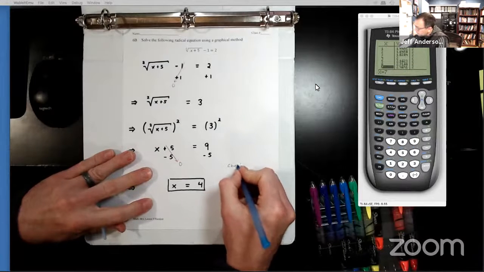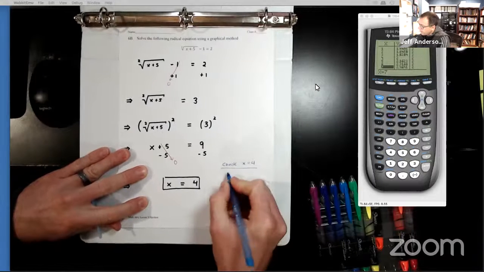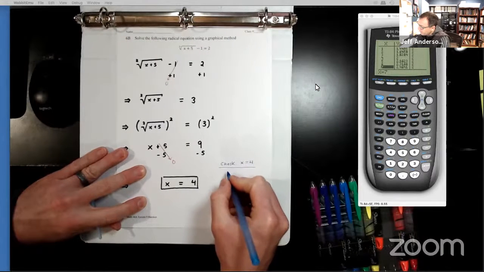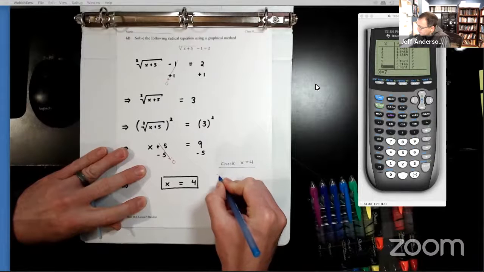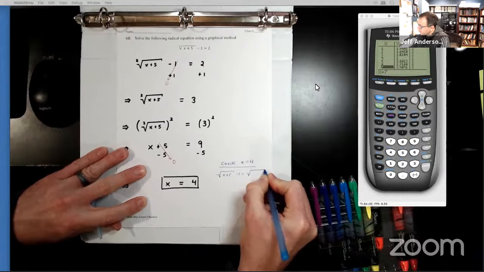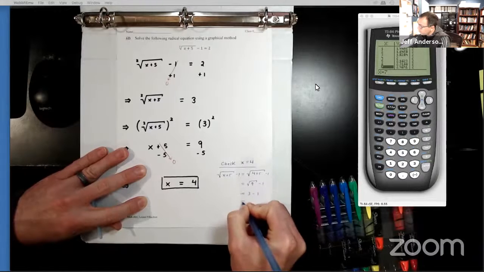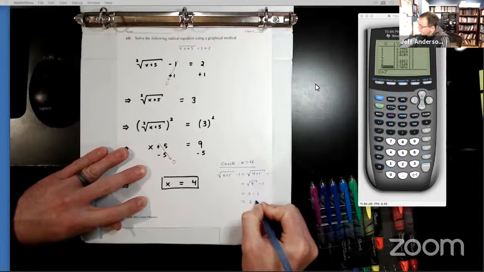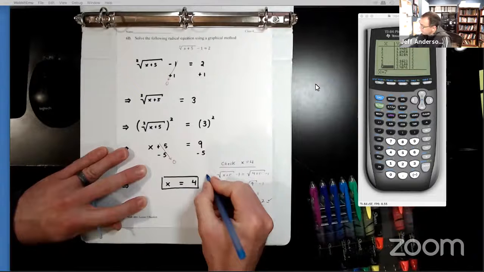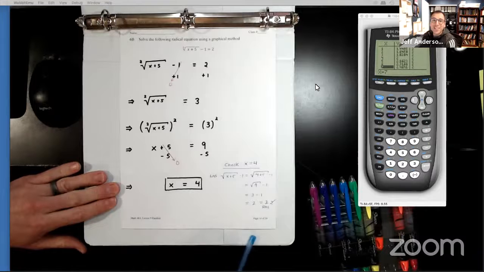So let's go ahead and check our x equals 4, which is kind of a nice habit to get into. If we evaluate the left-hand side, the square root of x plus 5 minus 1 is going to be the square root of 4 plus 5 minus 1, which is the square root of 9 minus 1, which is 3 minus 1, which is 2. And then 2 equals 2. So the left-hand side is equal to the right-hand side, and that's what we wanted. We say that that's a solution, and we're done.